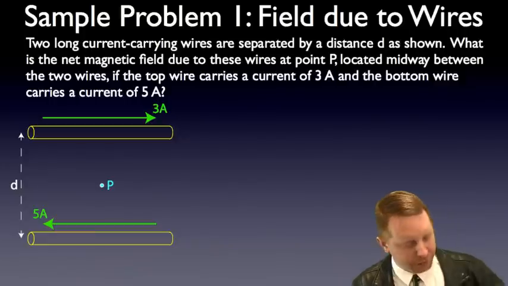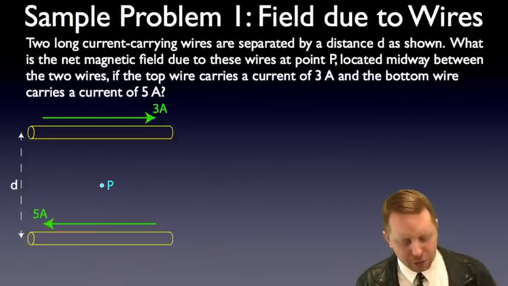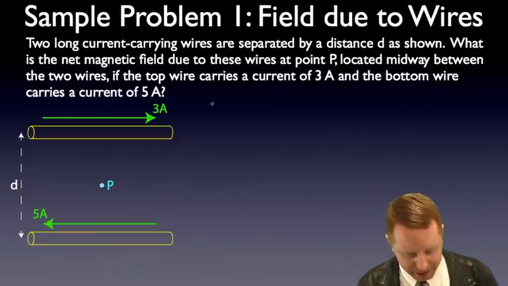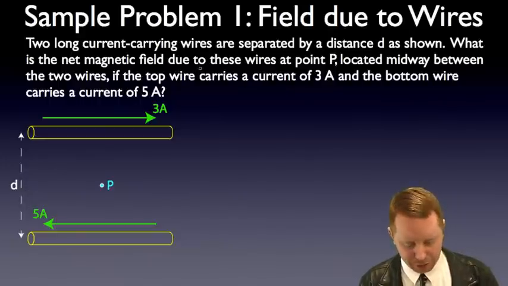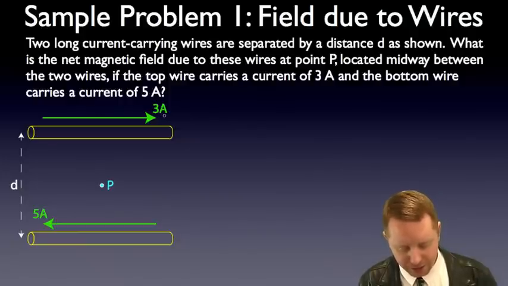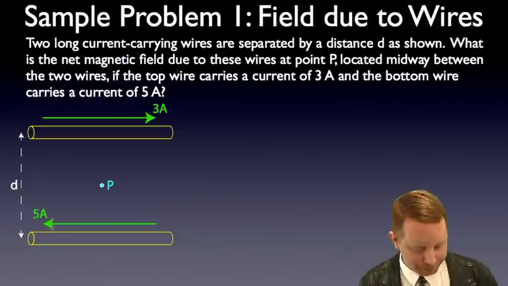Let's take a look at a couple sample problems here. Two long current carrying wires are separated by a distance d, as shown here. What is the net magnetic field due to these wires at point P, located halfway between the two wires, if the top wire carries a current of 3 amps to the right and the bottom wire carries a current of 5 amps to the left?